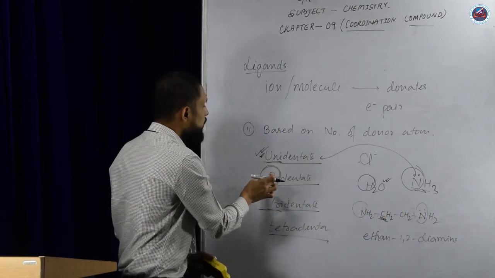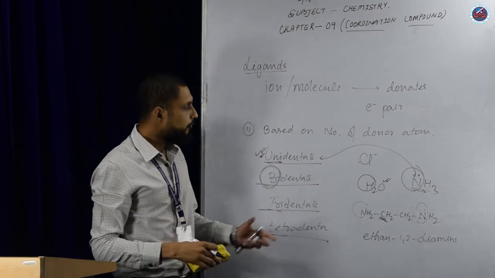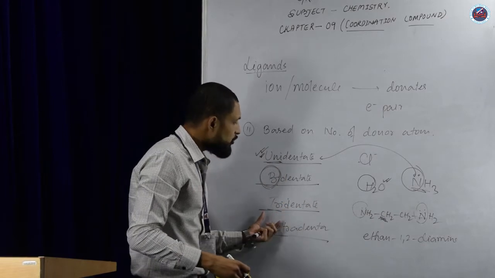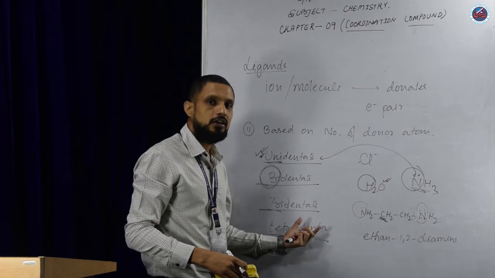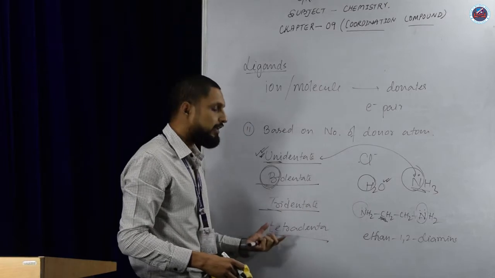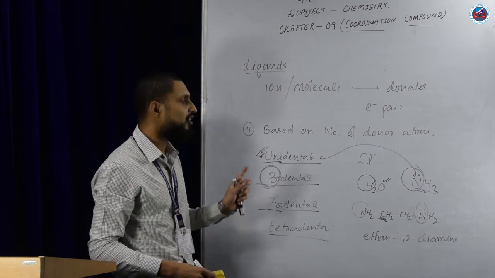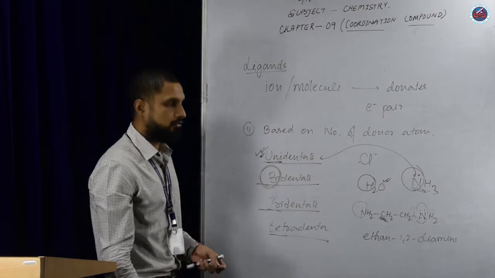That's why it's bidentate. Similarly, if in a ligand you see 3 donor atoms, it will be tridentate. If there are 4, tetradentate. If you see 5, it will be pentadentate, 6, hexadentate. So this is the classification based on the number of donor atoms.